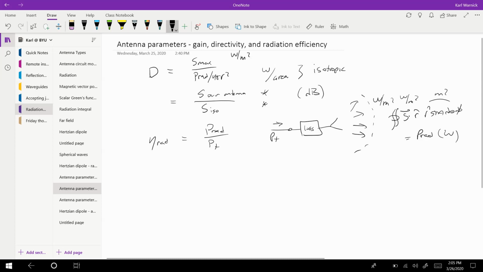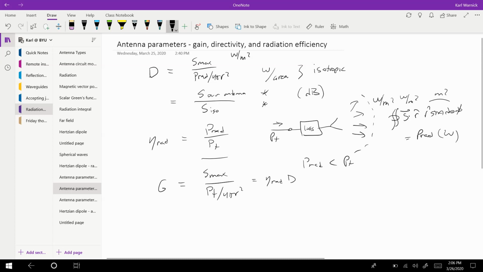Okay? Because of the losses in the antenna, the radiated power is less than the power going into the antenna, and radiation efficiency measures that ratio. That will always be 1 or less, 100% or smaller. With radiation efficiency and PT, we can now define the gain. Gain is the same thing as directivity, but we put the PT in the denominator rather than Prad. And then using the above formula, we can say that the gain is the radiation efficiency times the directivity.